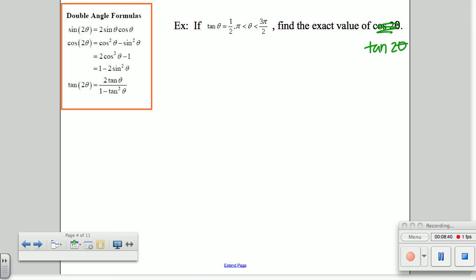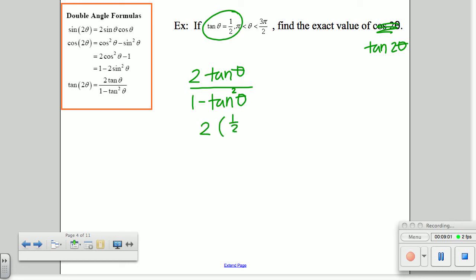If I want to find the tan of 2 theta, I'm going to go ahead and use the 2 tan theta over 1 minus tan squared theta formula. And I already know what the tan of theta is. That was given to me in the question, 1/2. So we're going to get 2 times 1/2 all over 1 minus 1/2 squared.